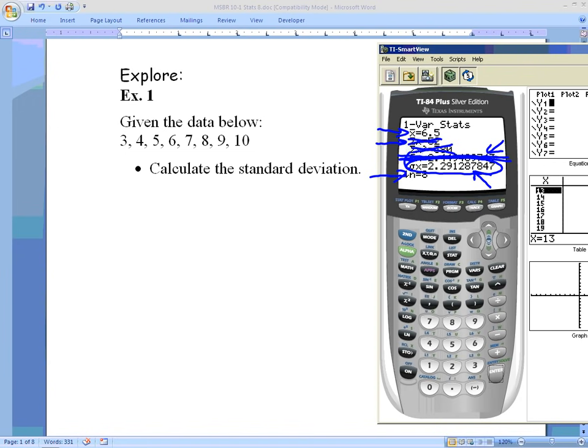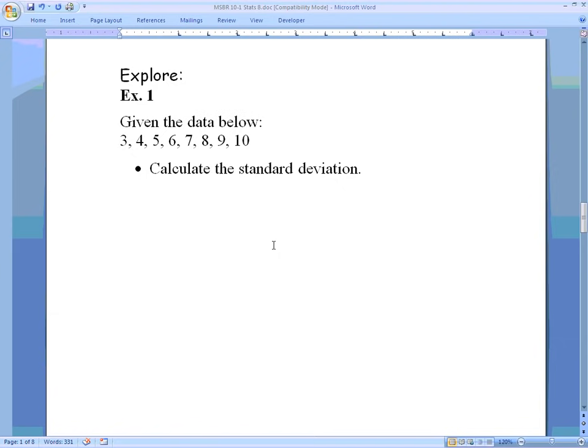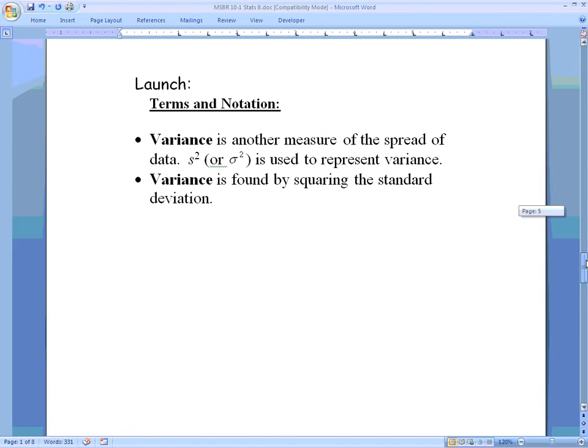So standard deviation, put your data in the calculator, and then go to one variable stats. All right, let's do one last example here. A little bit more terminology and notation to start with.